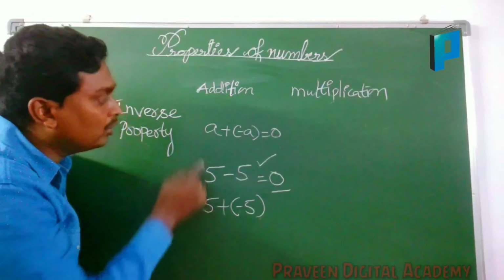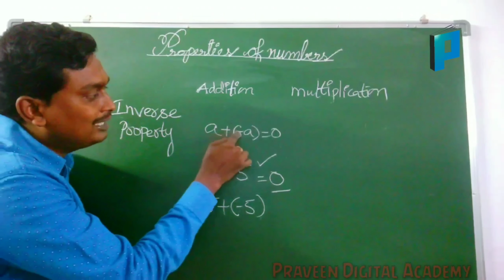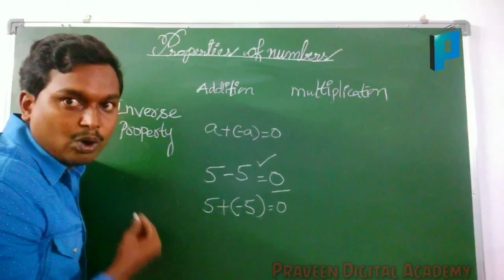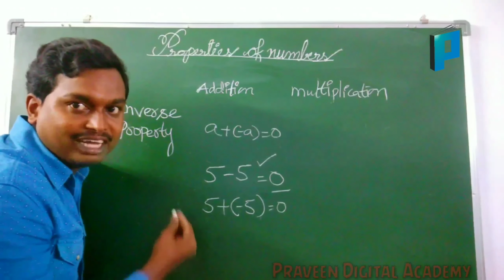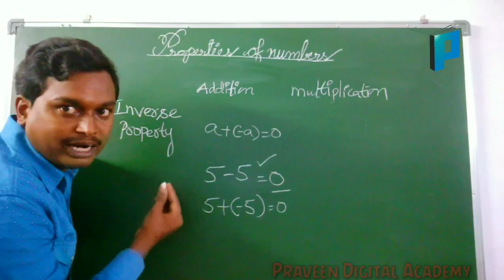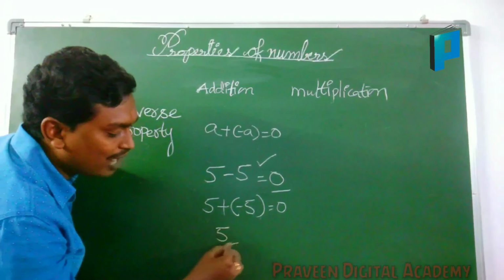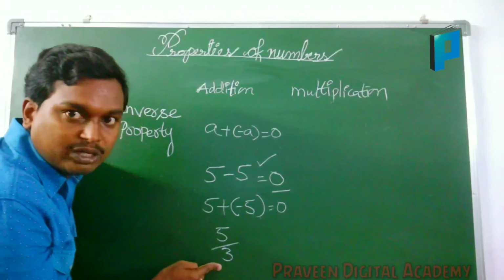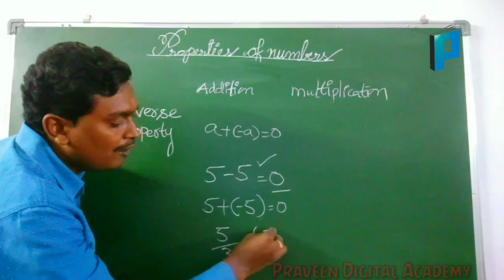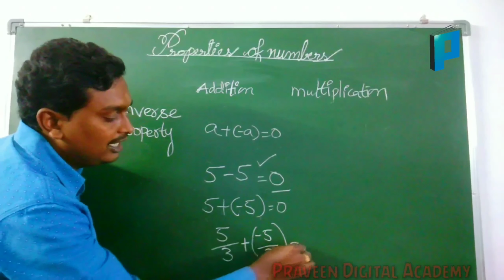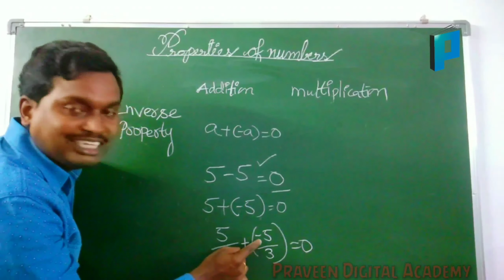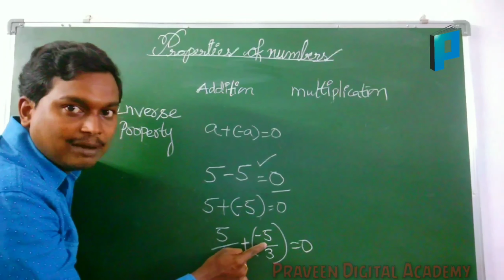So, in place of 5, I wrote a plus minus a, minus 5. What is the answer you will get here? 0. Wherever you have things like this, that is called an additive inverse. I will give you one more example to understand clearly. If you have 5 by 3, what is the additive inverse of this 5 by 3? You will get 5 by 3 plus of minus 5 by 3 is equal to 0. The same number we write, but we change the sign to minus.